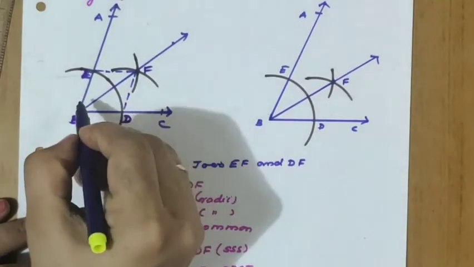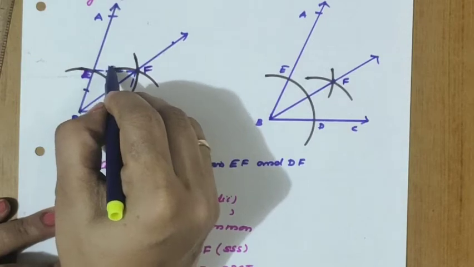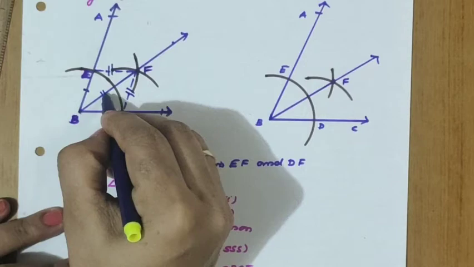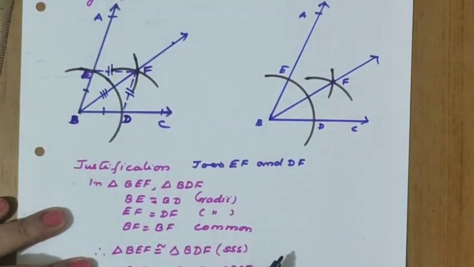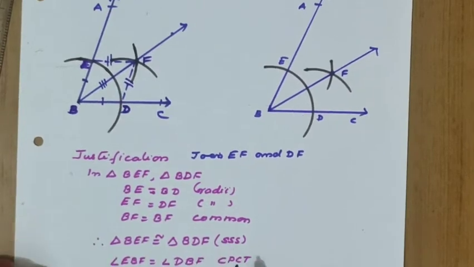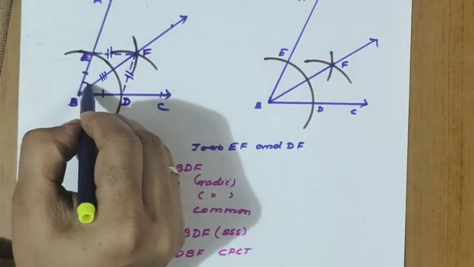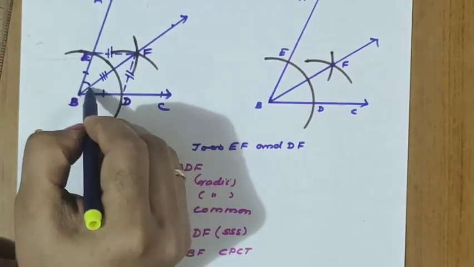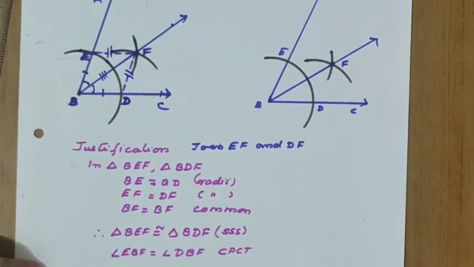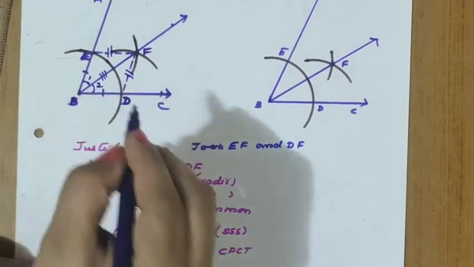Now BF is common. The first one is BE equal to BD. Second one is EF equal to DF. Third one is BF. So we got all the three sides. Therefore, triangle BEF is congruent to triangle BDF, SSS criteria. Now what about the angle? Angle EBF equal to angle DBF. That means it is bisecting, equally divided. Angle 1 and 2 are equal.